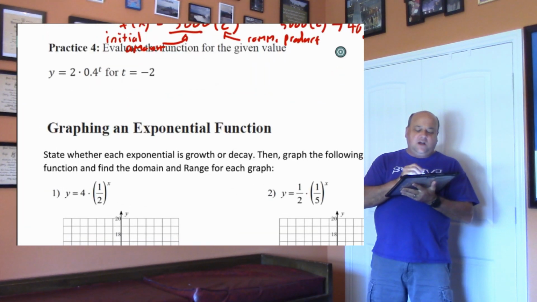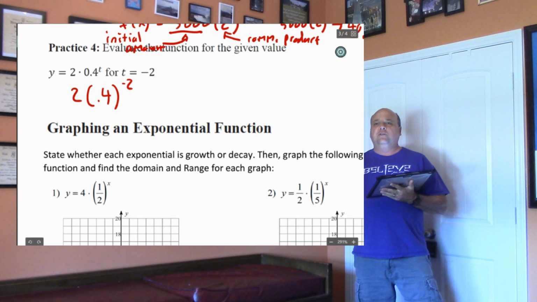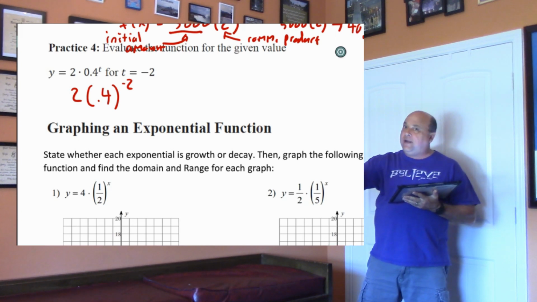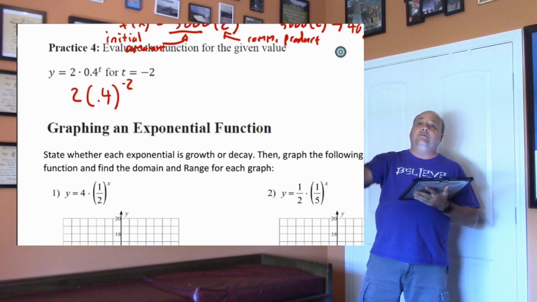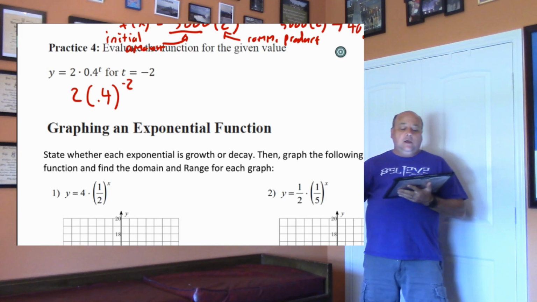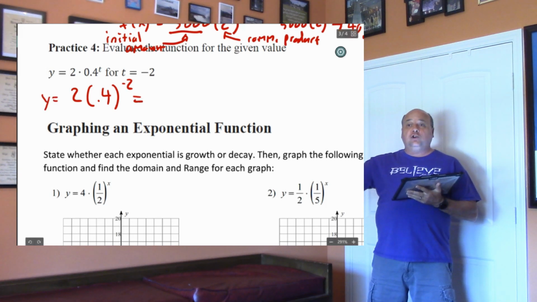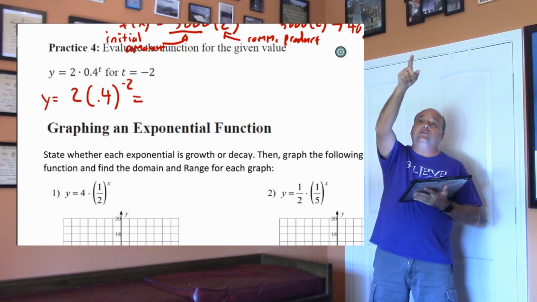Okay, on this one right here, we have 2 times 0.4 to the negative 2. Okay, so the 2 would be the y-intercept. The 0.4 means if I go to the right, the number's going to get smaller, but I'm going to go back to the left. I'm going to go on the other side of the y-axis. So I'm going to punch you straight into the calculator. My answer should be more than 2, shouldn't it? Because I'm going backwards, okay?